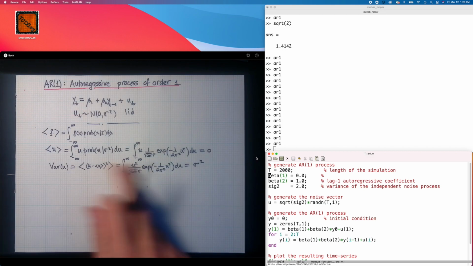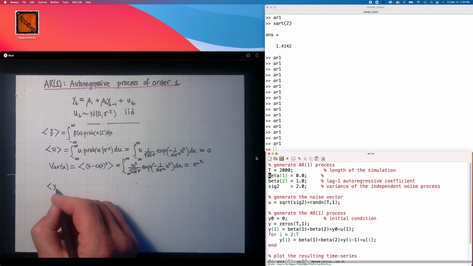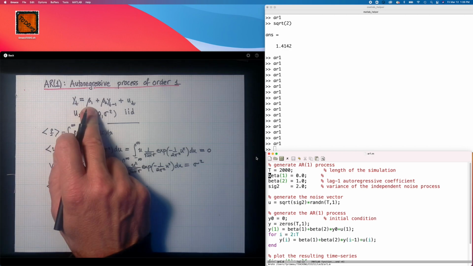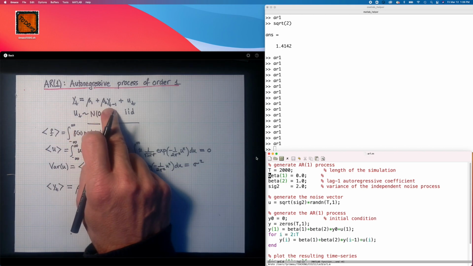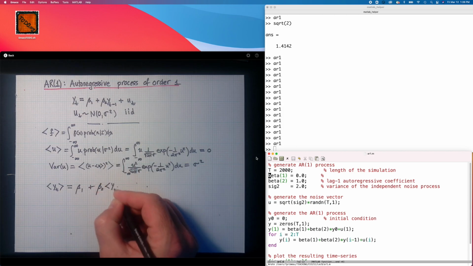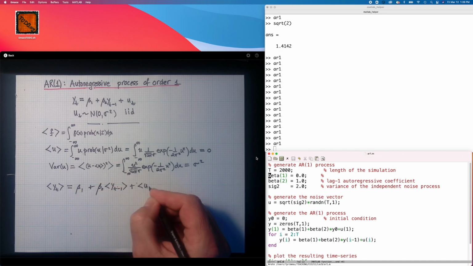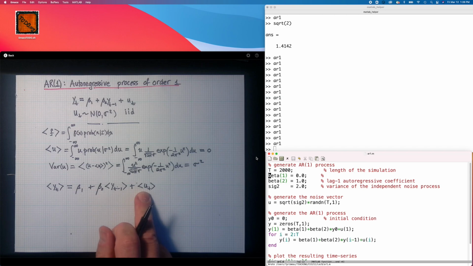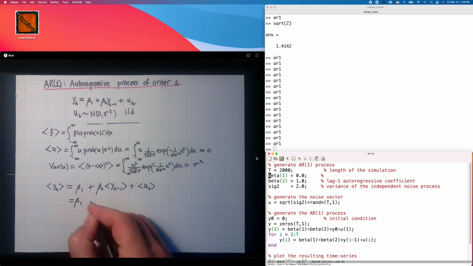Alright, so that was just to remind you. Now we're going to compute the expected value of y of t. So the expected value of beta 1 is just beta 1. The expected value of beta 2 times y t minus 1 is going to be beta 2 times the expected value of y t minus 1, plus the expected value of u of t. Now the expected value of u of t is just 0. So this is beta 1 plus beta 2 times the expected value of y t minus 1.